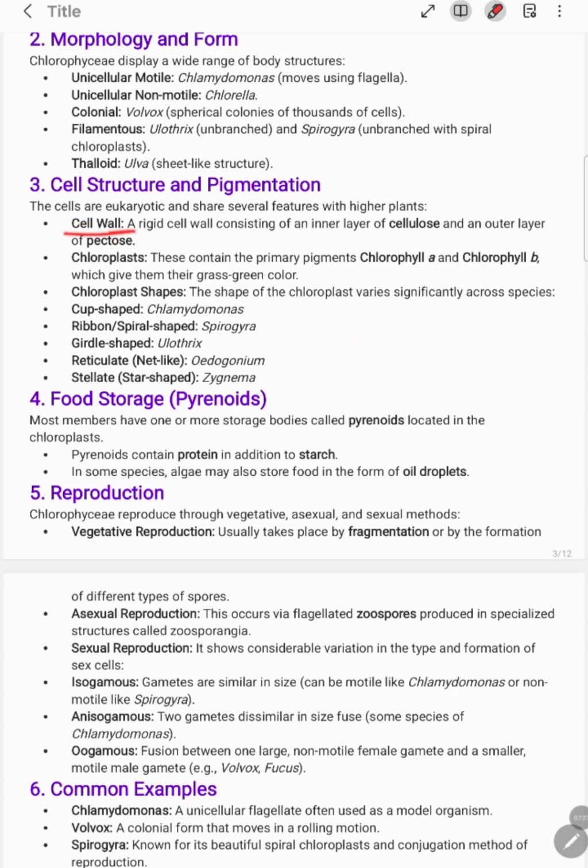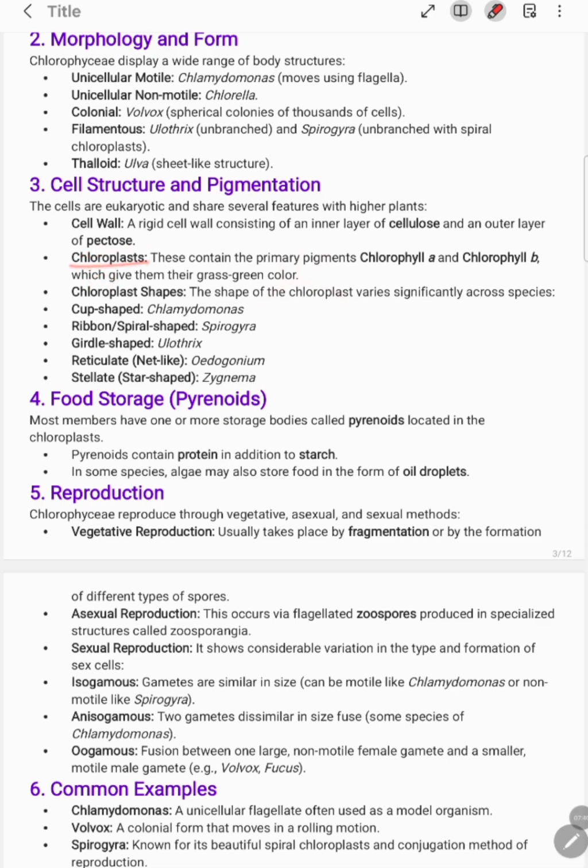Okay, so the cell wall is divided into the inner layer and the outer layer. The inner layer, which is inside, is composed of cellulose, while the outer layer, which faces the external environment, is composed of pectose.